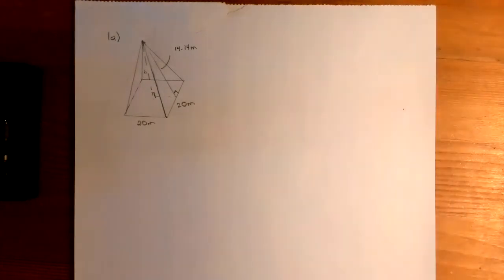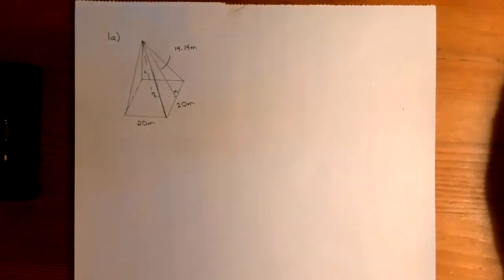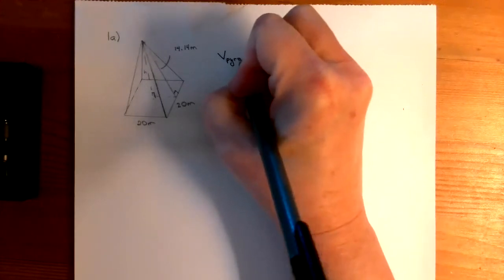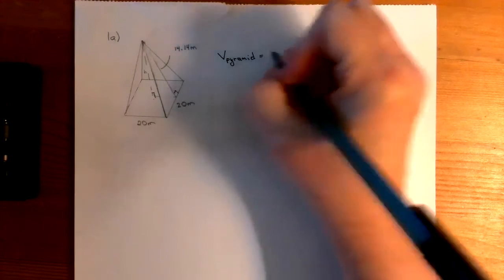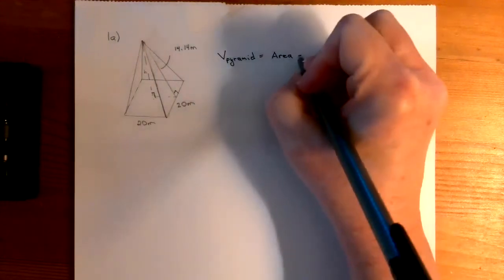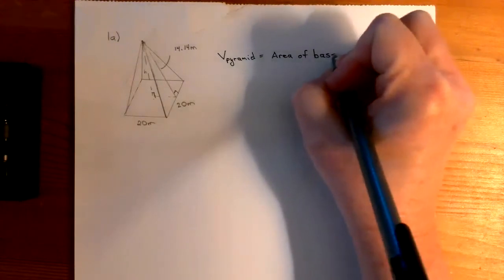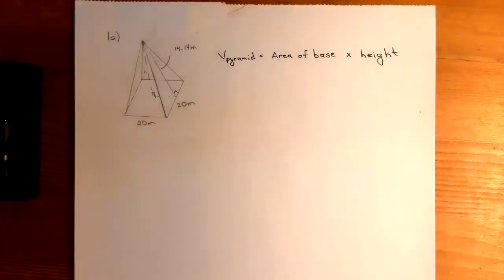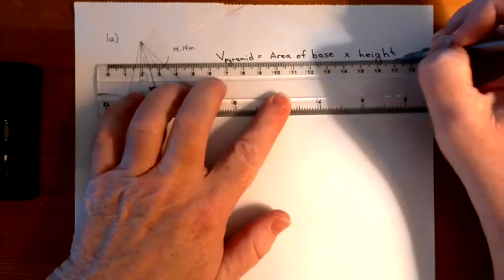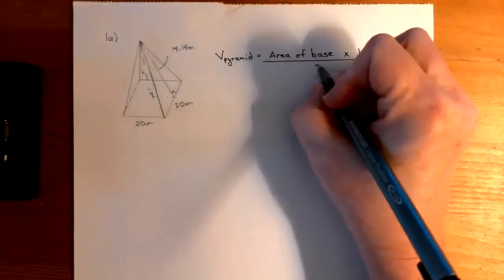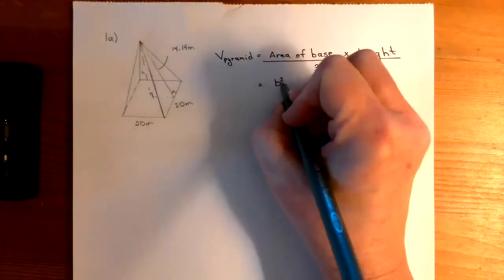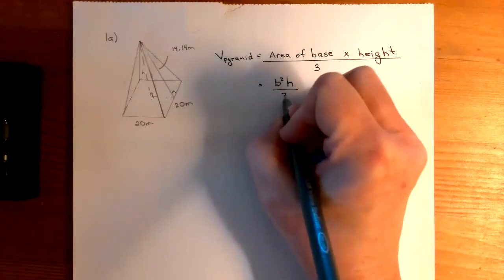In order to do that, first we need to know our formula. So we know that the formula for the volume of a pyramid is equal to the area of the base times the height, all divided by 3. In this case, the base is a square, so it's just going to be b squared and the height over 3.